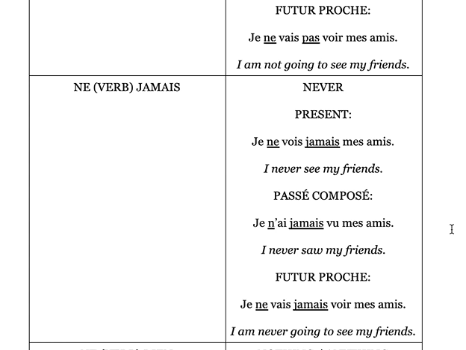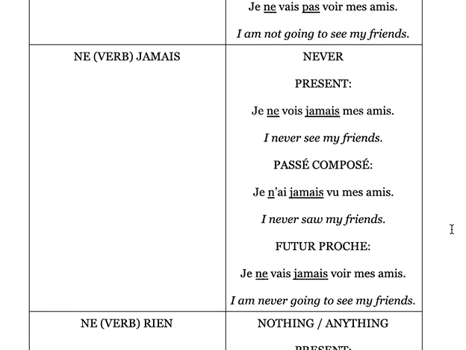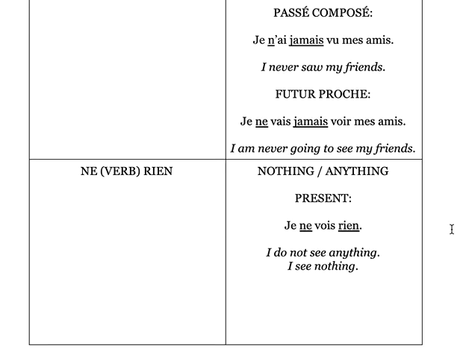Sometimes my students are thinking in English and they say, I never, and they want to say, je jamais vois mes amis. We have to remember we can't think in English, right? The ne has to come before the verb. Or in the passé composé, je n'ai jamais vu mes amis. I never saw my friends. And of course, in the future proche, je ne vais jamais voir mes amis. I'm never going to see my friends.